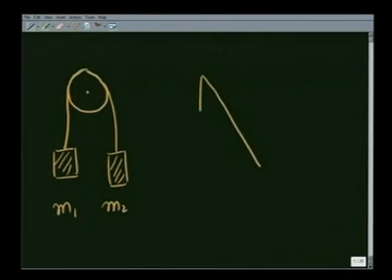Two examples that we took were, one, the Atwood's machine, where I had two masses M1 and M2 going around a pulley. The other example that we took was a mass sliding down a wedge like this, and the wedge could also move horizontally.